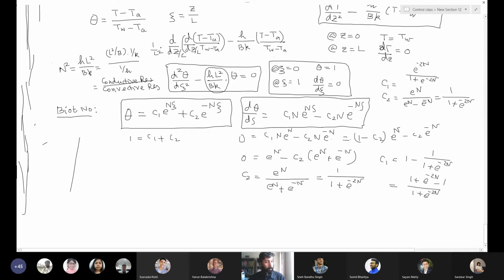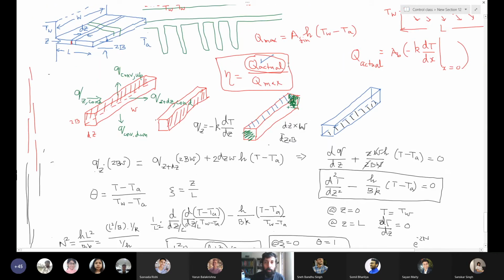Okay. So now we have to obtain the total amount of heat flux. Remember, our purpose was to get Q actual, that is the total amount of heat that this fin was able to transfer. And how will you obtain that? Now the temperature profile is known. So using that temperature profile, how will you obtain Q actual?